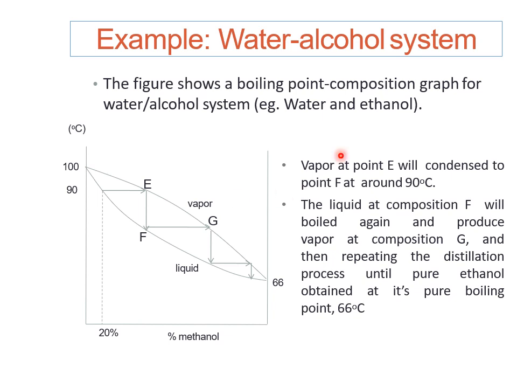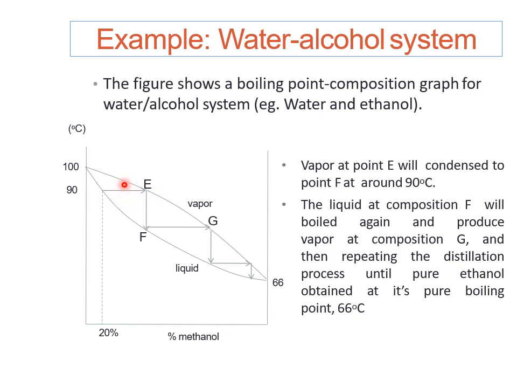So this is another example of a water alcohol system. The figure shows a boiling point composition graph for water alcohol systems. This is an example with water and ethanol, sorry, methanol. The percentage of methanol at the beginning is 20%. When the temperature is increased, vapor will increase as well. It evaporates to produce the vapor until it reaches 90% here, and then it's going to be in equilibrium between vapor and liquid.